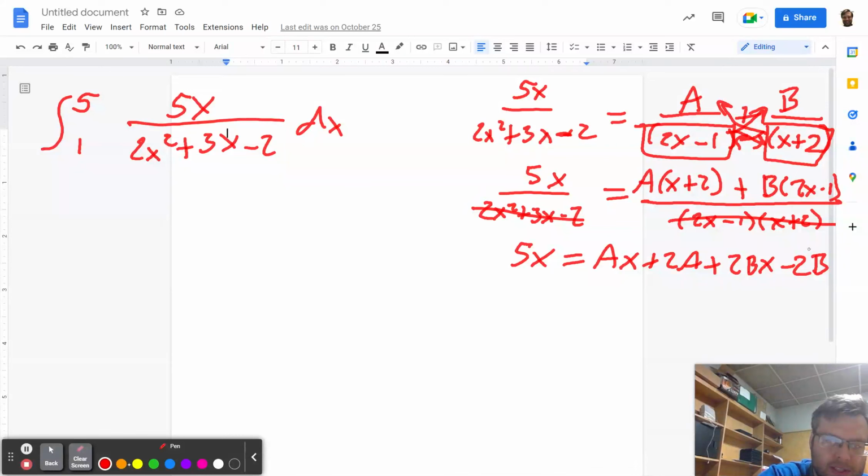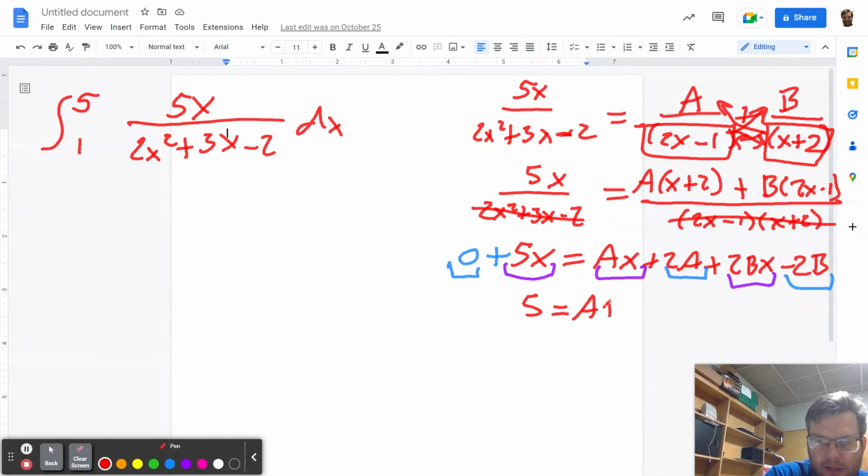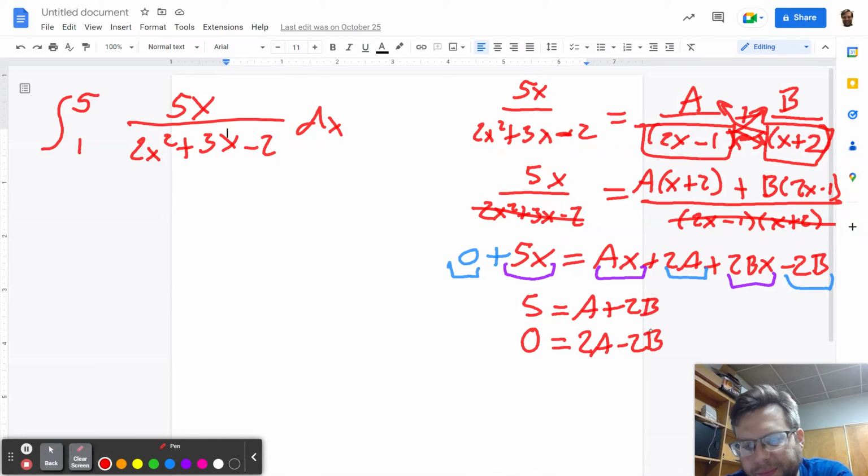The really nice thing here is that the x's need to equal each other. So 5x needs to equal ax plus 2bx. And the constants need to equal each other. So there's a secret 0 right here. And 0 needs to be equal to 2a minus 2b. So what that means is you have a system of equations. 5 equals a plus 2b, and 0 equals 2a minus 2b. I think I distributed everything out correctly.